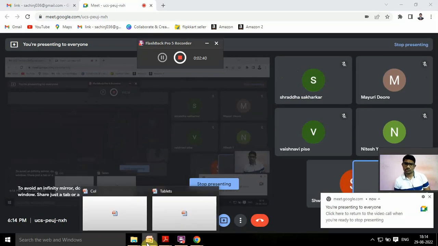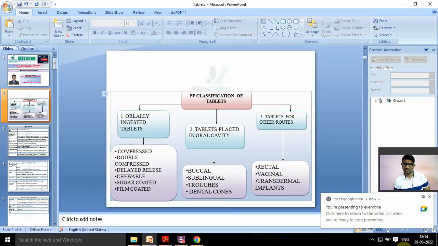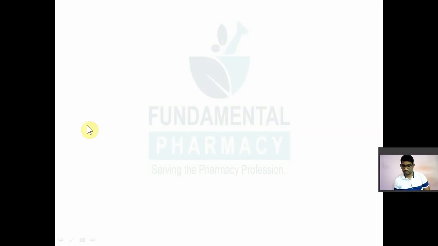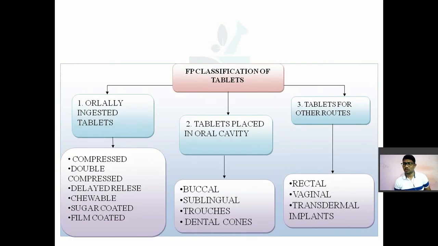So here, what is important? First of all, you should know simply the definition of tablet. So what do you mean by tablet? A tablet is nothing but an oral solid dosage form made by compression or molding. There are two ways to form a tablet. A tablet is a solid unit dosage form. Unit means it can be taken in numbers, for example 1, 2, 3, 4.